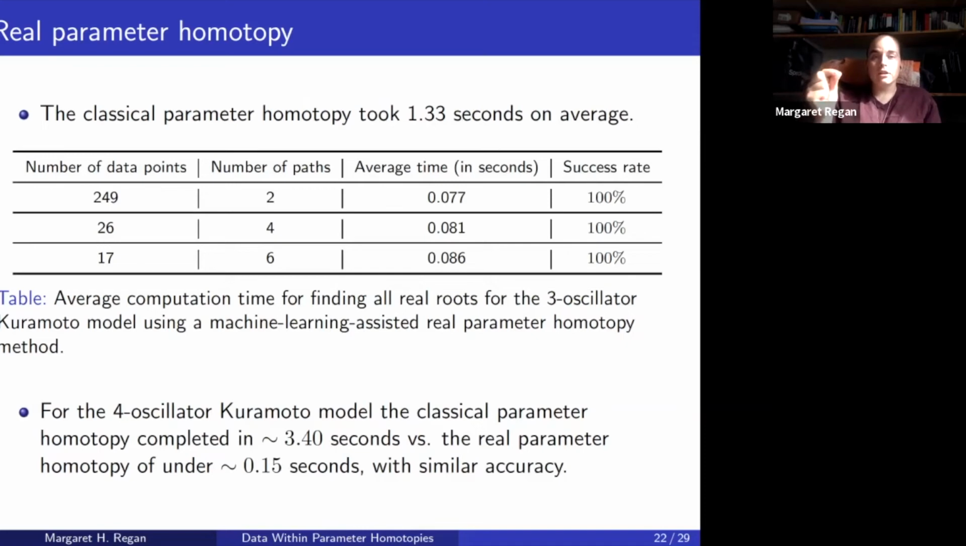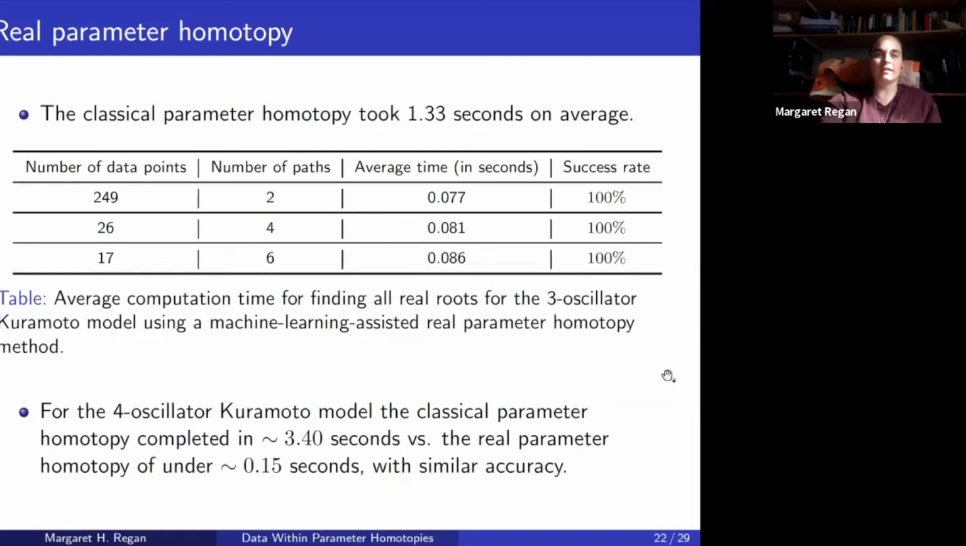The classical homotopy, tracking 6 complex solutions, took about 1.33 seconds. Our number of paths is 2, so this is in that orange region with that black line I just showed you. Our average time to track those 2 real paths instead of all 6 complex paths dropped to 0.077. That's just the difference between 6 and 2. So imagine the difference between 312 and maybe 40. That's a huge difference. And our success rate was 100%.